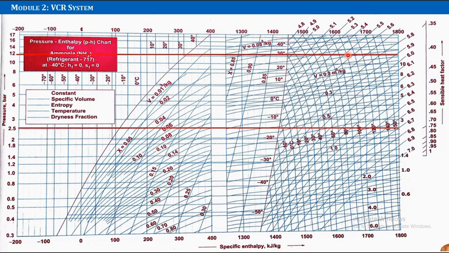Now we know that the compression is isentropic compression. So to locate point number 1 on the suction line, we have to follow constant entropy lines. So these are constant entropy lines.